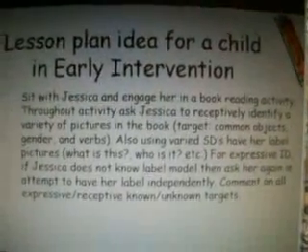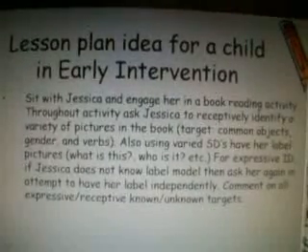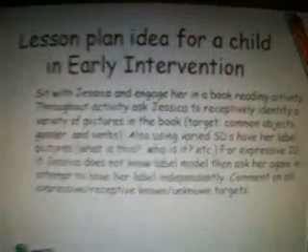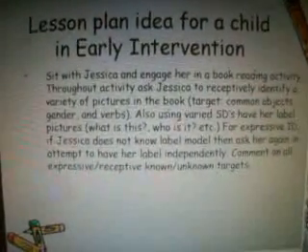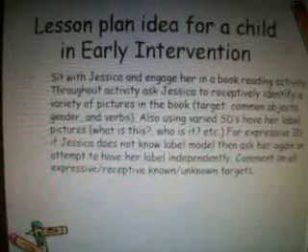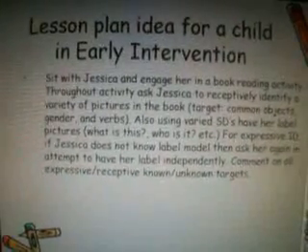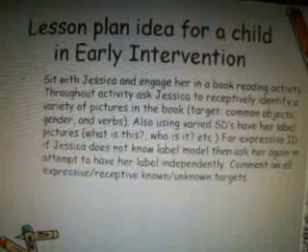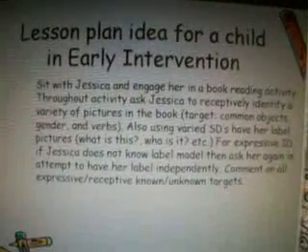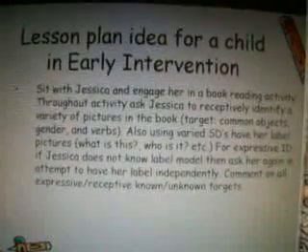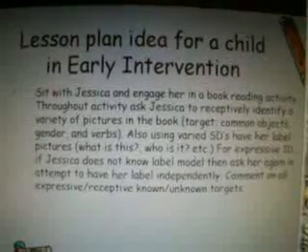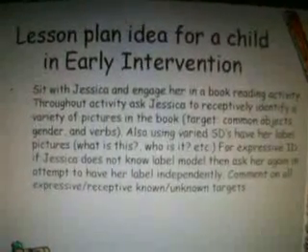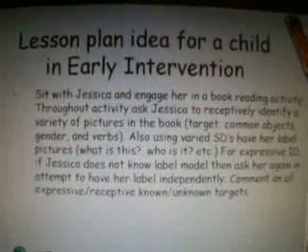The following is an idea for a lesson plan for a child in early intervention. Sit with Jessica and engage her in a book reading activity. Throughout the activity, ask Jessica to receptively identify a variety of pictures in the book. Target common objects, gender, and verbs. Also, using varied questions, have her label pictures. What is this? Who is it? Etc. For expressive ID, if Jessica does not know the label, model, then ask her again and attempt to have her label independently. Comment on all expressive and receptive known and unknown targets.